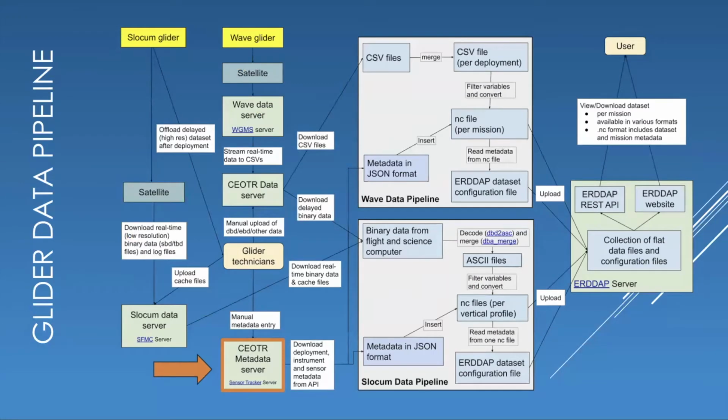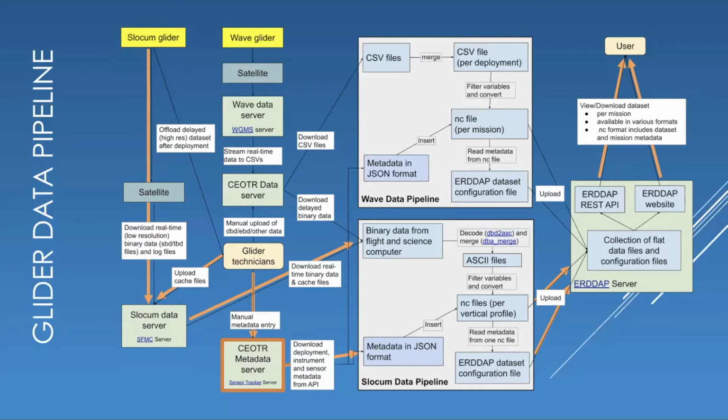This is a diagram of our glider data pipeline for both Slocum glider and wave glider data. There's a lot going on in this diagram, but the orange box shows where Sensor Tracker fits into this pipeline. We're going to focus on just the flow for real-time Slocum glider data, so the orange arrows here. We have a callback server labeled Slocum Data Server, which runs the Slocum Fleet Mission Control Server software, or SFMC. This allows glider technicians to monitor and pilot the gliders as well as provide access to real-time data to our data managers.